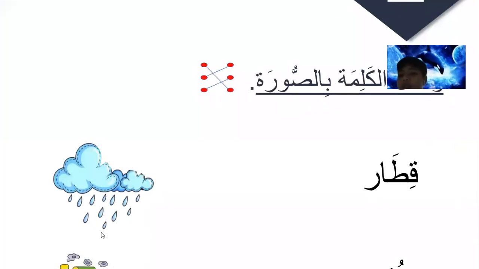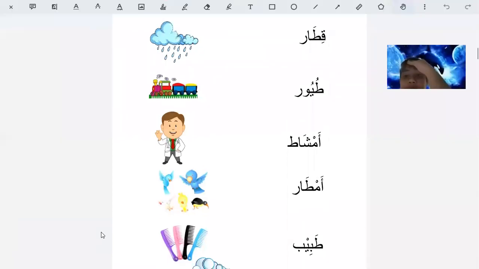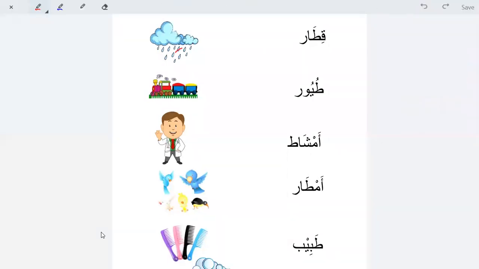Wasil al kalima bil sura. Join the word with the picture. Okay, the rain is amtar. Amtar, good. The train is guitar. Guitar. Good.